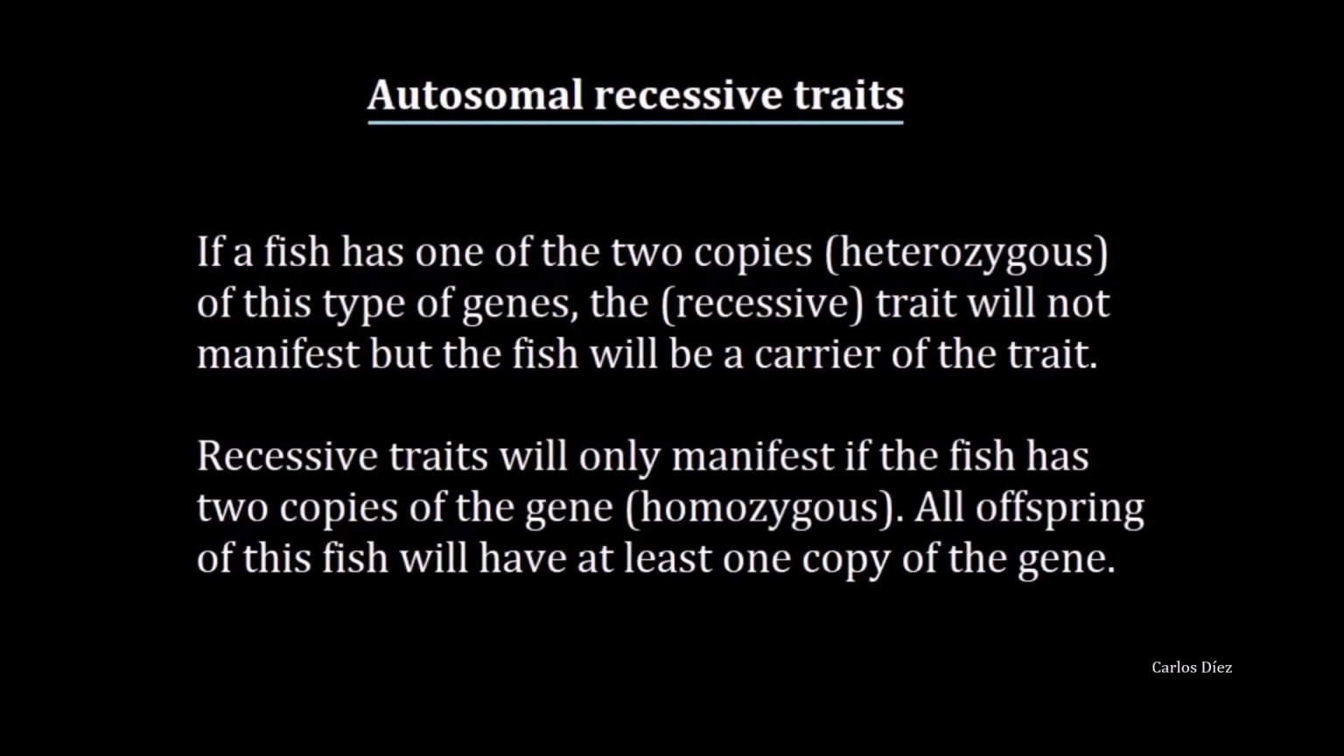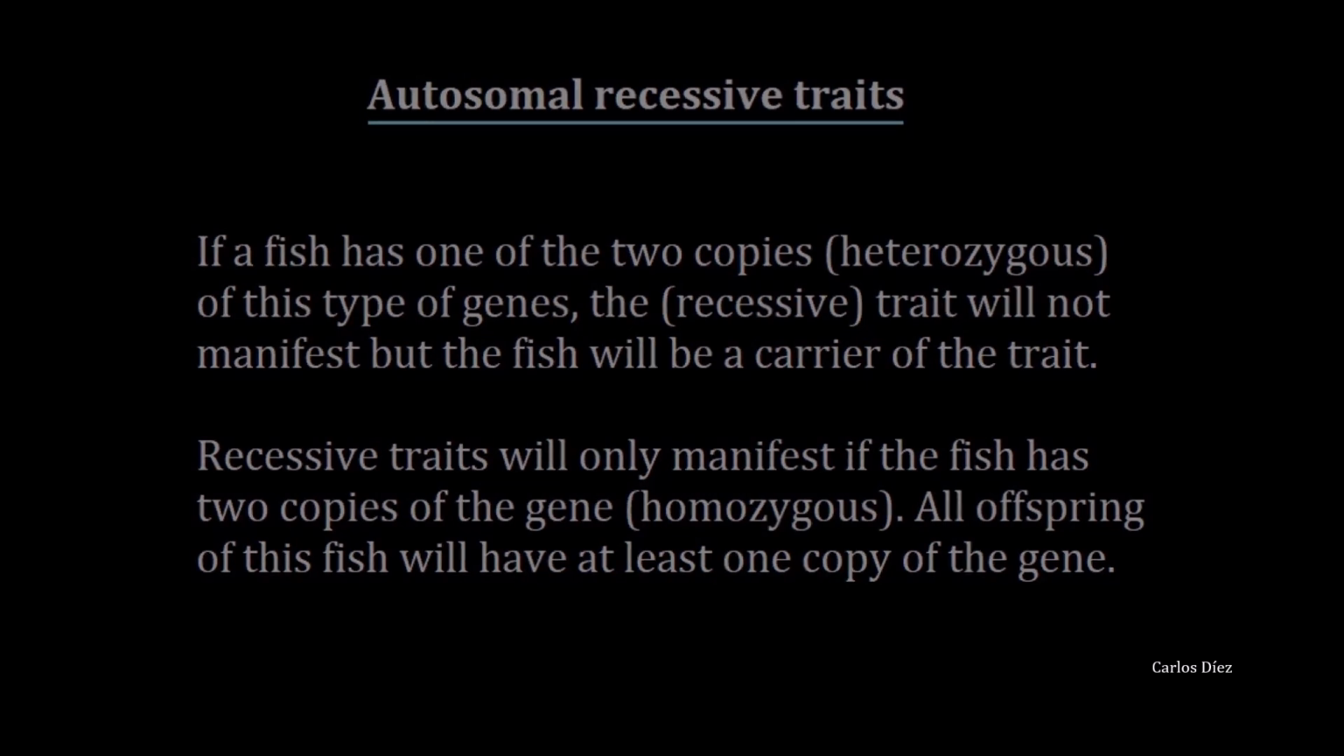Autosomal recessive traits. If a fish has one of the two copies, heterozygous, of this type of genes, the trait will not manifest but the fish will be a carrier of the trait. Recessive traits will only manifest if the fish has two copies of the gene, homozygous. All offspring of this fish will have at least one copy of the gene.